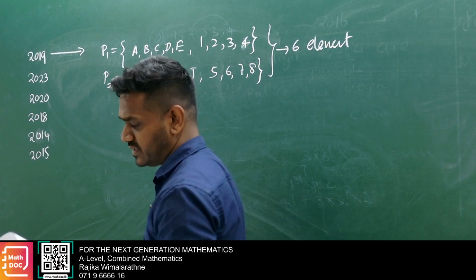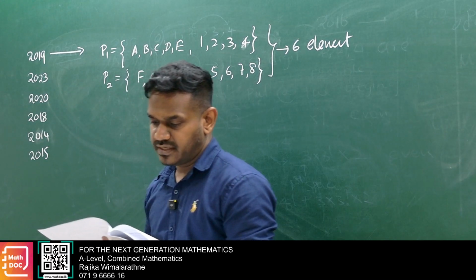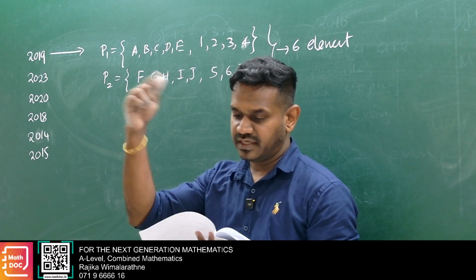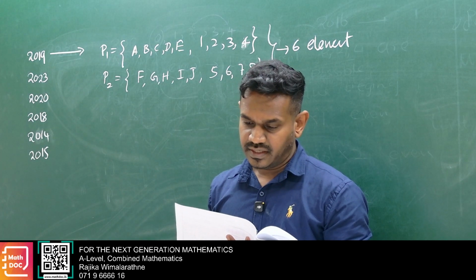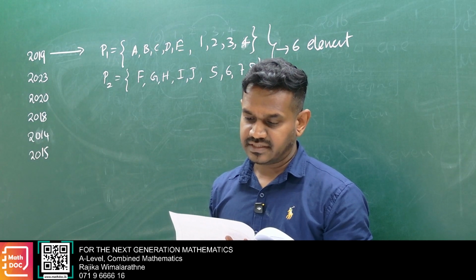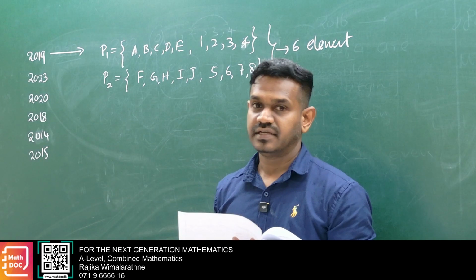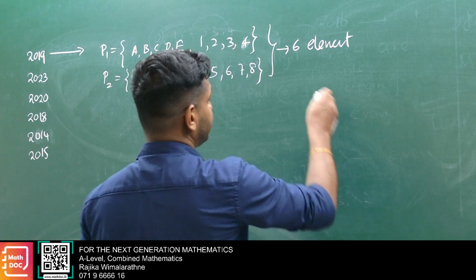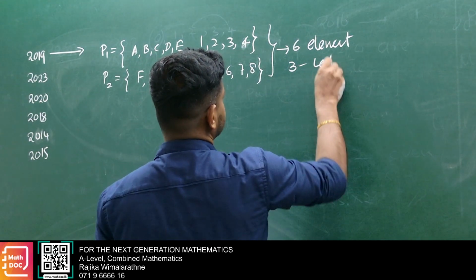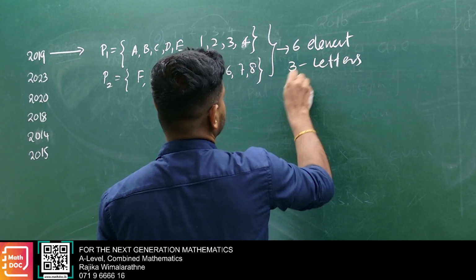Considering P1 union P2, taking all of them, the password has 3 different letters and 3 different digits. Then 6 elements: 3 letters, 3 digits.